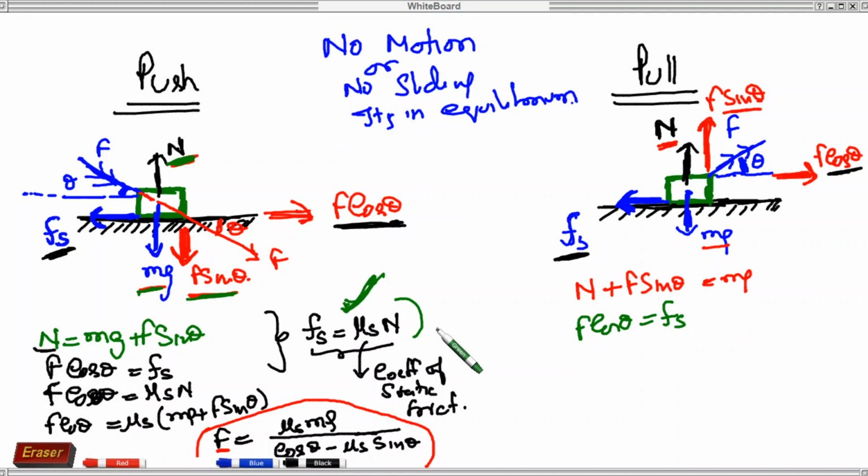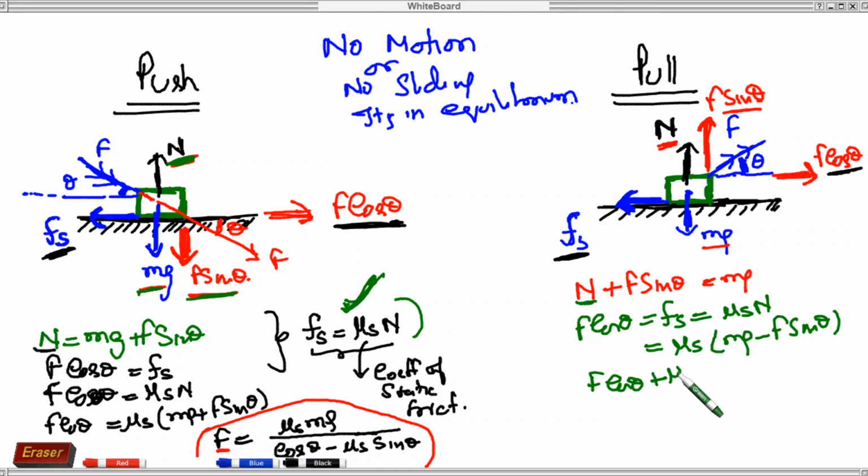Same thing. So we can write it like mu s N. Substitute this N value here. So it will become mu s, what N will be: mg minus F sin theta, and it will become F cos theta plus mu s F sin theta is equal to mu s mg. What F will be? So this will be mu s mg over cos theta plus mu s sin theta.